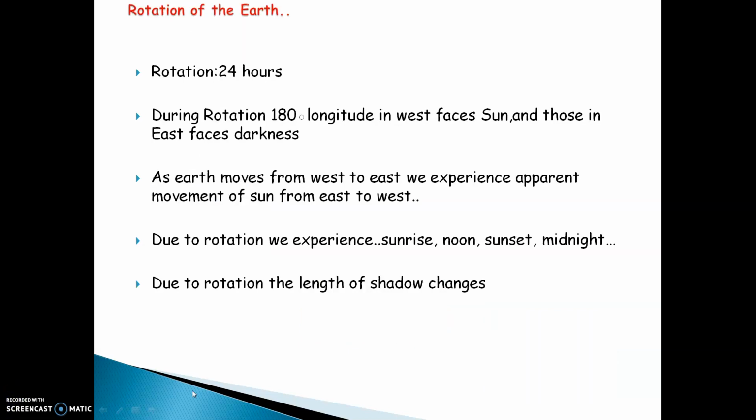Rotation of the earth. All of us know the concept of rotation. Rotation is when the earth rotates around itself while revolving around the sun. Earth takes 24 hours to complete one rotation.